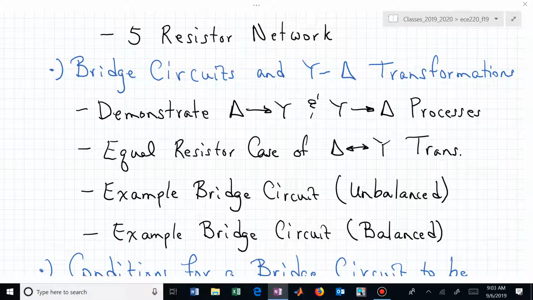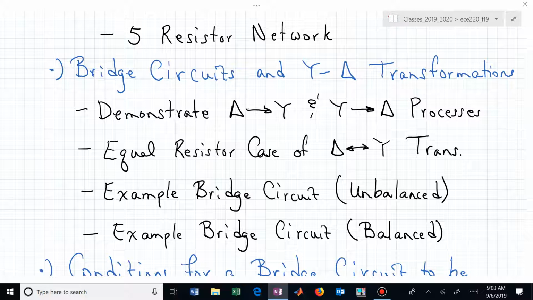And once we have a bridge network of resistors, we can't do the simple series-parallel combinations. We now have to resort to Y-delta or delta-Y transformations. Can we transform a delta configuration of resistors into a Y or vice versa? That usually will help us in the analysis of these circuits that involve bridge networks of resistors.